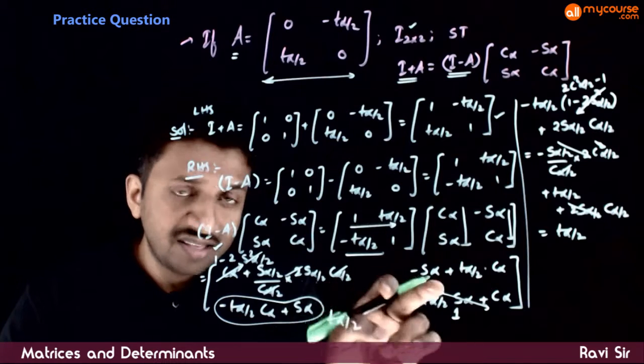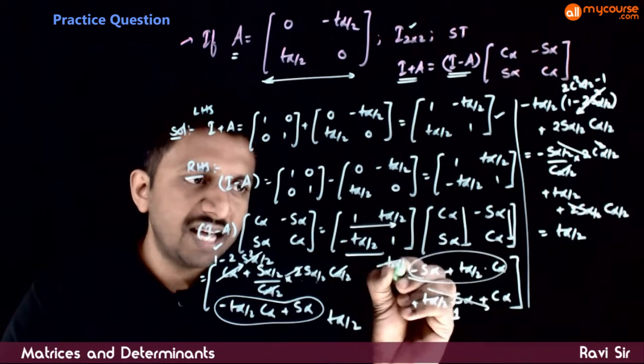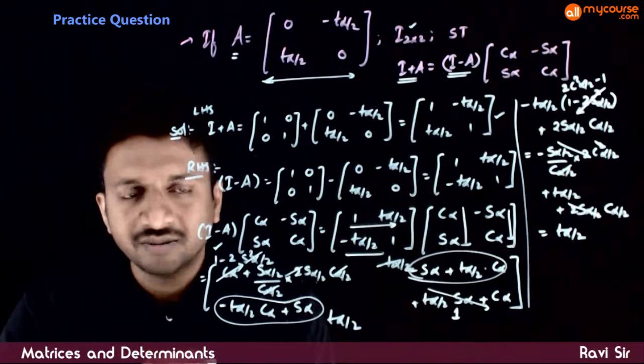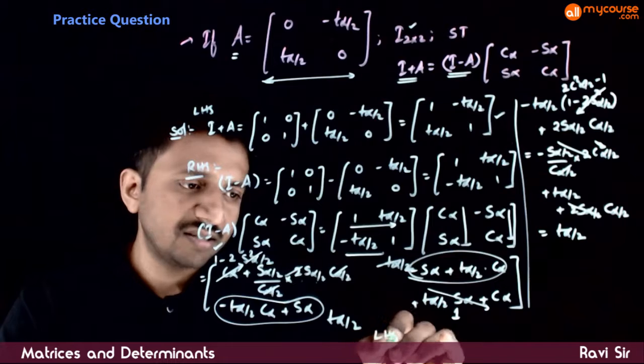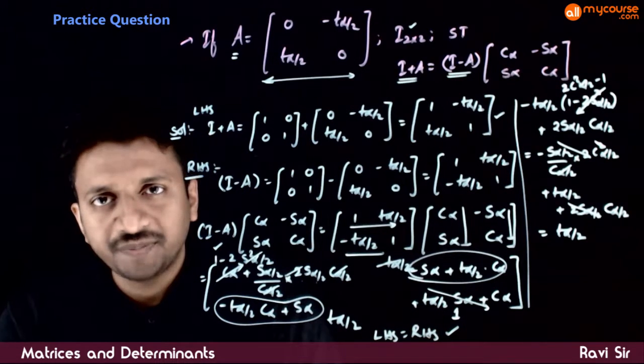Hence this is the negative of this. So this will be minus tan α by 2, which will be exactly the same as the LHS. Hence LHS is equal to RHS. Hence proved. Thank you.